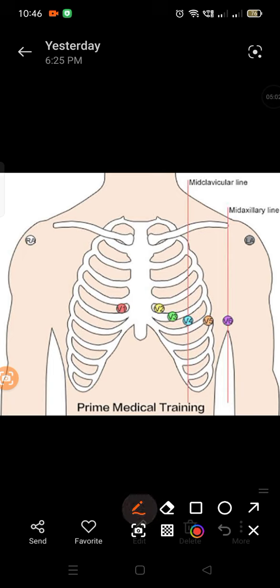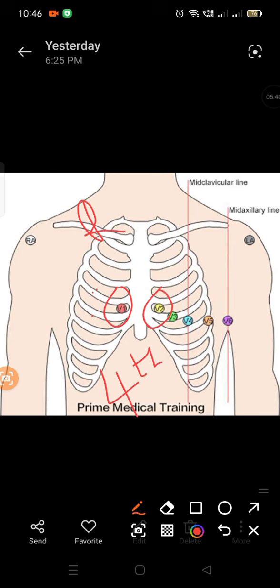In this, V1 is at the fourth intercostal space. Intercostal space is nothing but the space between the ribs, here between the fourth and fifth ribs. There we have to keep V1 on the right side of the chest, in the fourth intercostal space. V2 is exactly on the left side, in the fourth intercostal space. So just to the left of the sternum, in the fourth intercostal space, we have to keep the V2 lead.